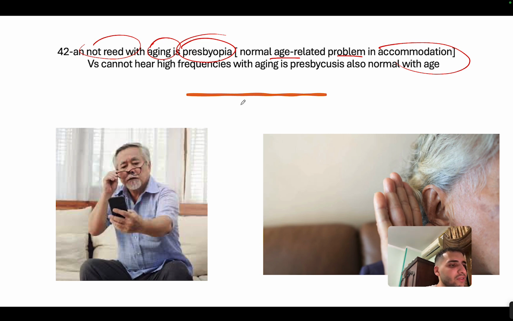Okay, another thing, when you see an elderly person that cannot hear, specifically high frequency volumes, this is also a normal problem with aging, and it's called presbycusis. So presbyopia is a vision problem with age. Presbycusis is a hearing problem with age. They always love to ask about aging in the USMLE.